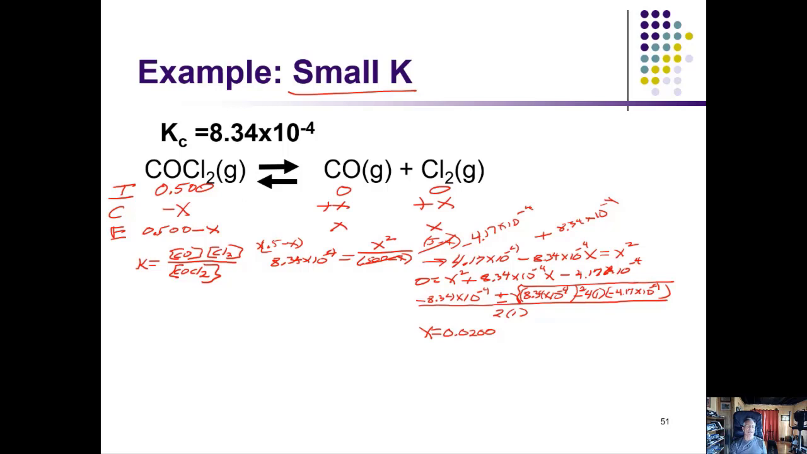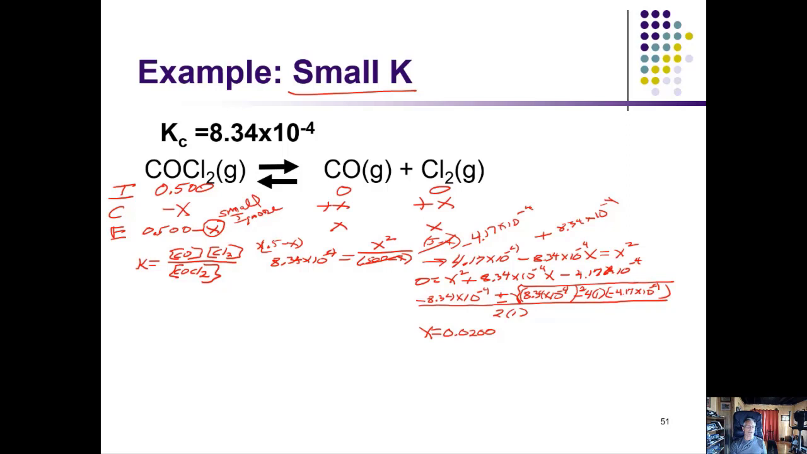Let's make a simplifying assumption here. Let's make the simplifying assumption that this x is less than 5% of this starting amount. We're just going to say it's small enough to ignore. Okay, so now let's put together, using this protocol, the equilibrium constant expression. What does our K expression look like now, plugging in those values?